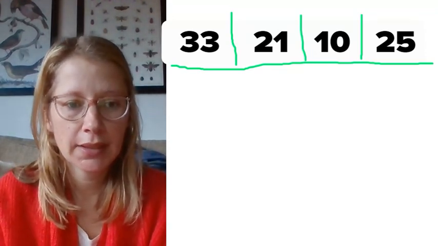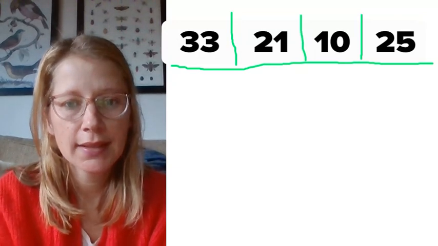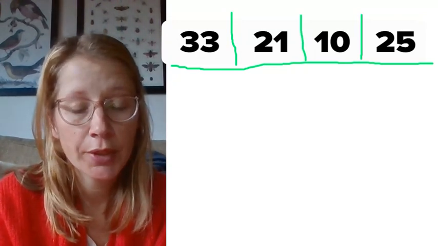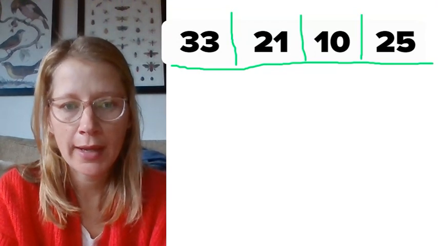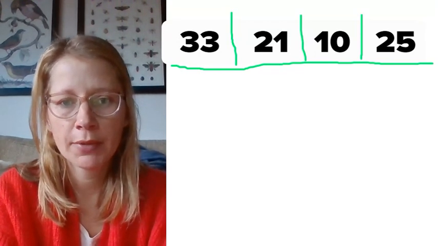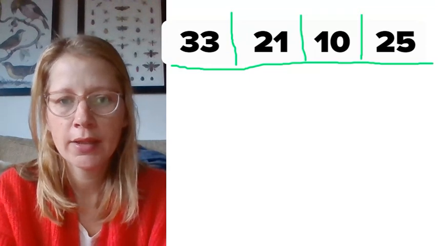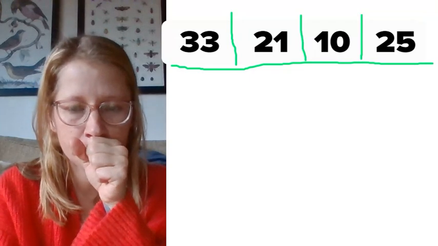So today we are going to carry our lesson over, and still we are going to organize our numbers from least to greatest. But instead of only 2 numbers, today we are going to work with 4 numbers. On my whiteboard, you can see I have 4 numbers: 33, 21, 10, and 25.